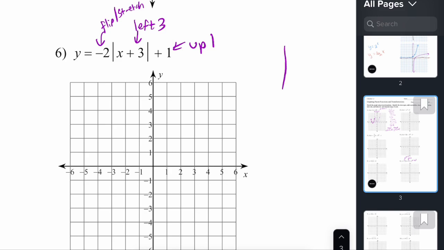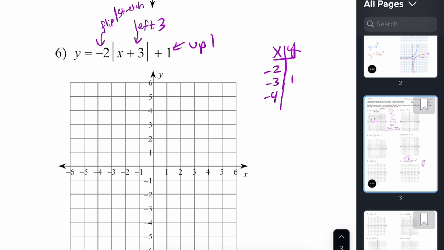So what we're going to do to make sure that we don't lose track of everything, we said that the V is going to go from 0, 0. It's going to go left 3 and up 1. So I know that -3, 1 is the vertex, the pointy point of my absolute value. So let's just plug in to the left of that and to the right of that just to make sure where we head. And then I will explain something here in a minute.